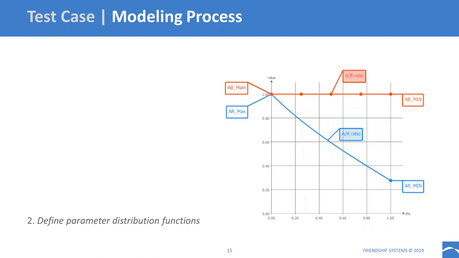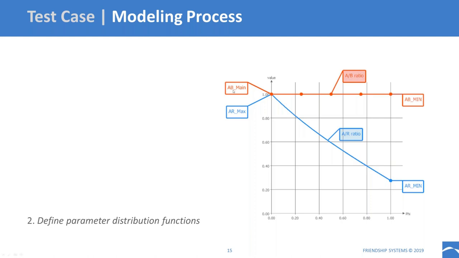And in a second step, we can create distribution functions for all the parameters that we would like to change when we go around the volute scroll. For example, the A over R ratio, we have a curve here, the blue curve that describes, starting from the biggest cross section, how the A over R ratio changes while we go around one full circle of the volute.